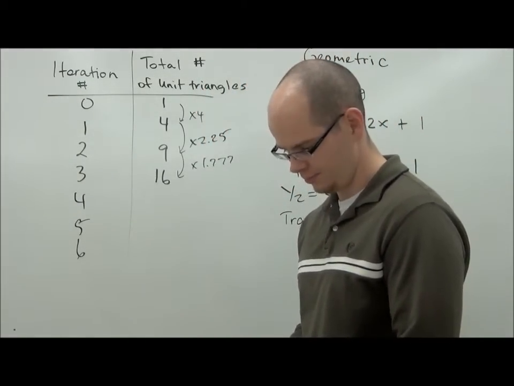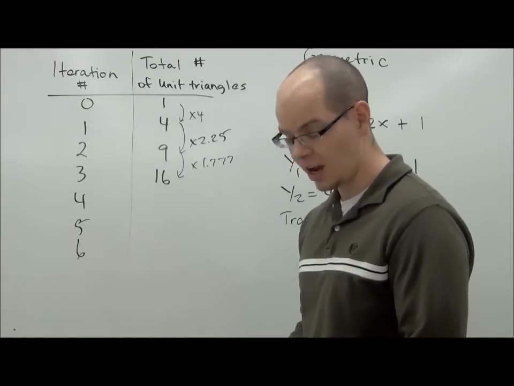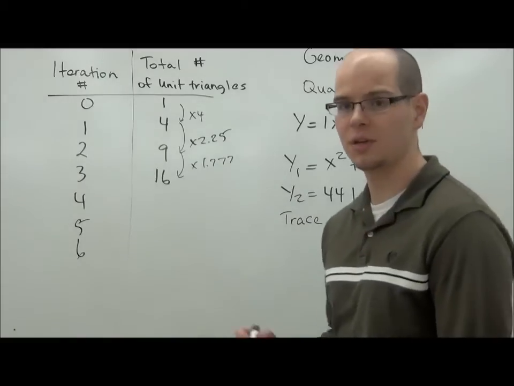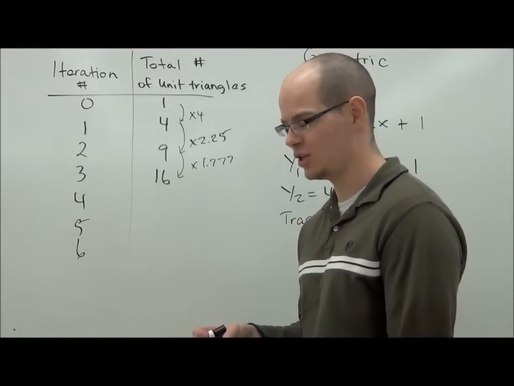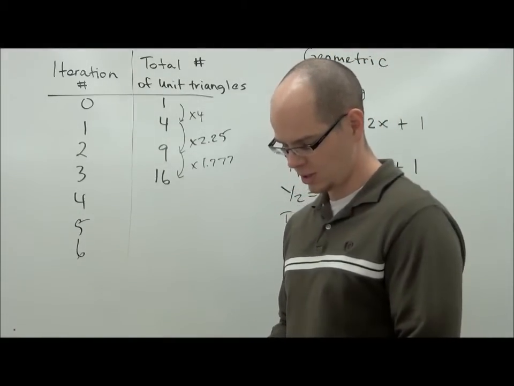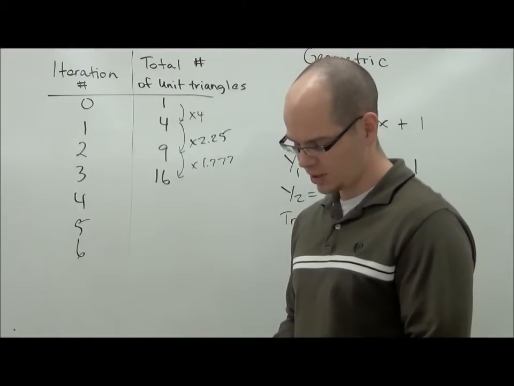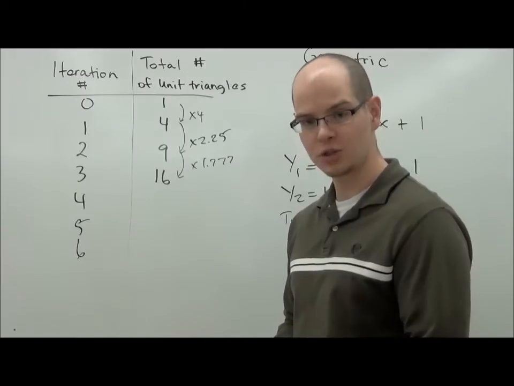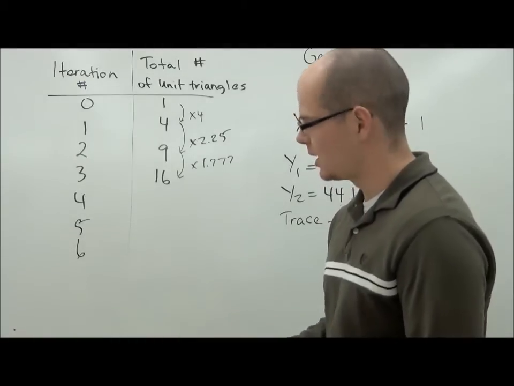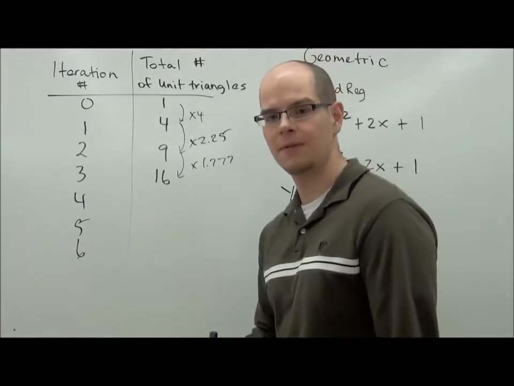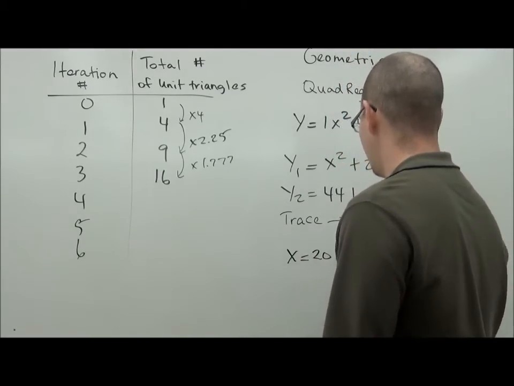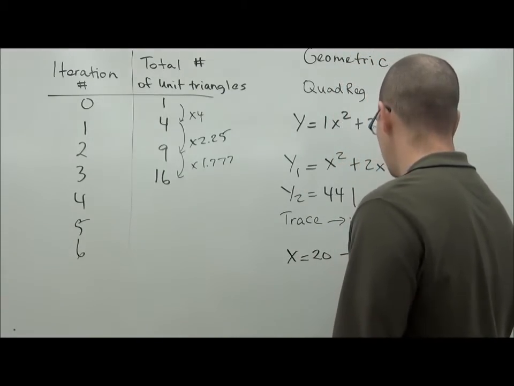When you do, you're going to have to adjust your window a bit, because 441 is really high in the vertical. If you get an error, which you probably will if you didn't change that, change your window so that this big number fits on your screen. Go second trace, intersect, and the place where the two touch is when x equals 20. So you plug 20 in here, you get 441. So the answer here is 20. When x equals 20, we have 441 unit triangles.